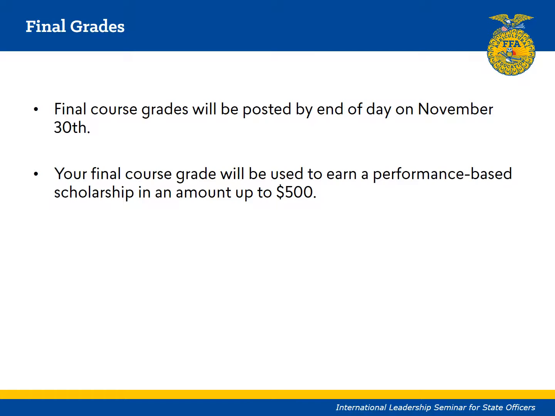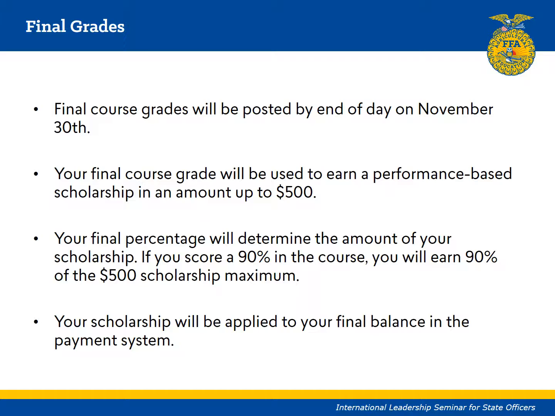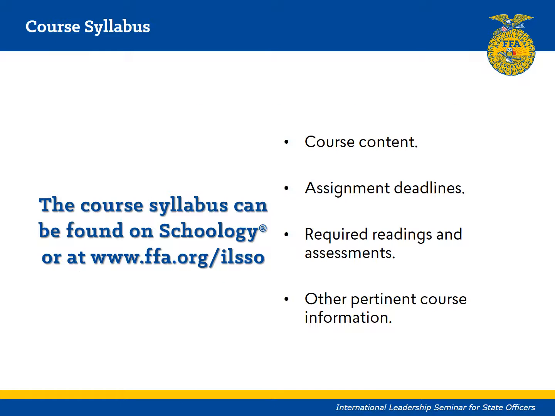Your grade in the course will earn you a scholarship that will be applied to your final ILSSO payment. Each student is eligible for a maximum of $500 in scholarship funds. Your final grade percentage equals the percentage of $500 that you will receive. For example, if you have a 90% average as your final grade, you will receive 90% of $500, the equivalent of $450. This means that we will subtract $450 from whatever balance you owe on your ILSSO account on November 30th. If you don't owe a balance on November 30th, we will issue you a check in the amount of your scholarship. All of this is detailed in the course syllabus.